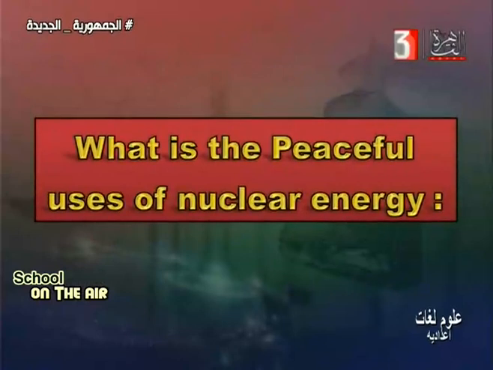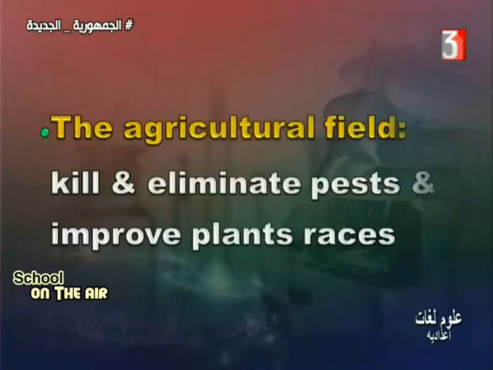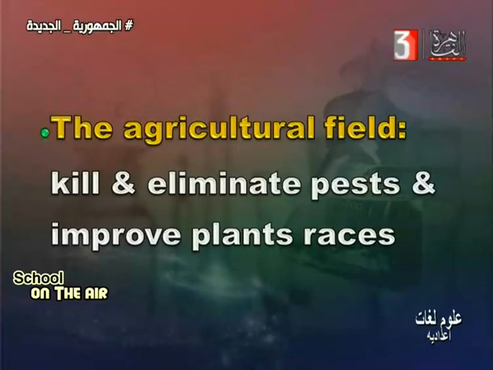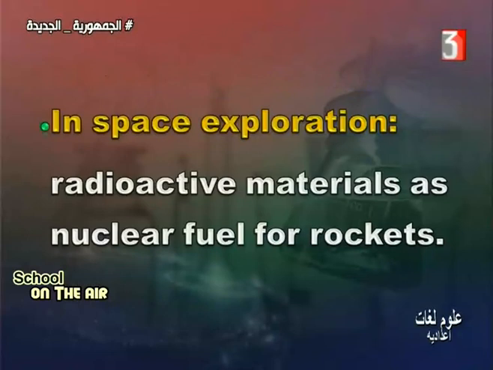Another question: what are the peaceful uses of nuclear energy? In the medical field, diagnose and treat diseases like cancer. In the agriculture field, kill and eliminate pests and improve plant rates. In the industrial field, convert sand to silicon sheets used in manufacturing computer processors. In space exploration, radioactive material is used as nuclear fuel for rockets.